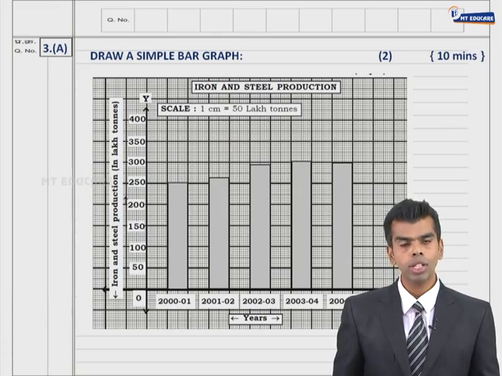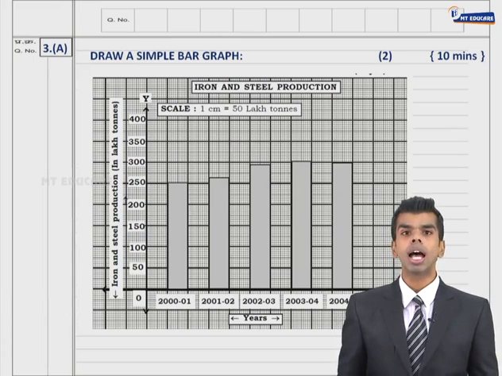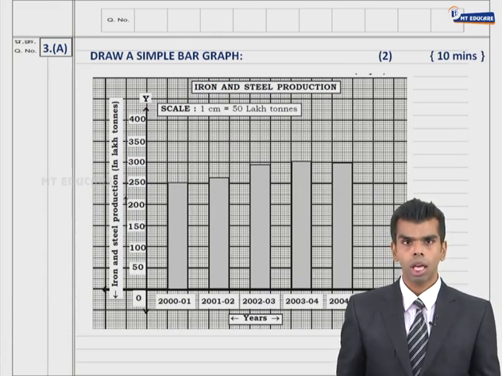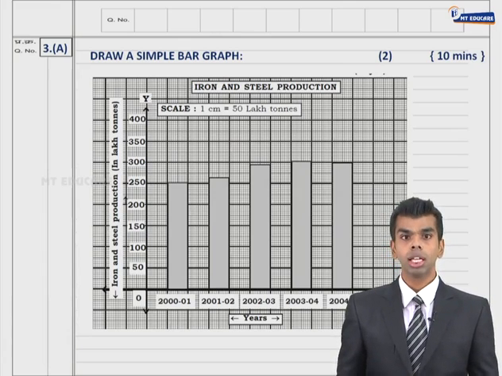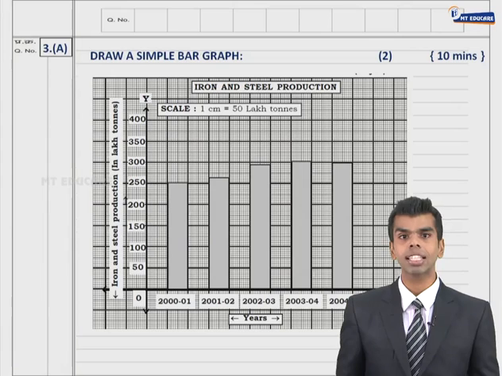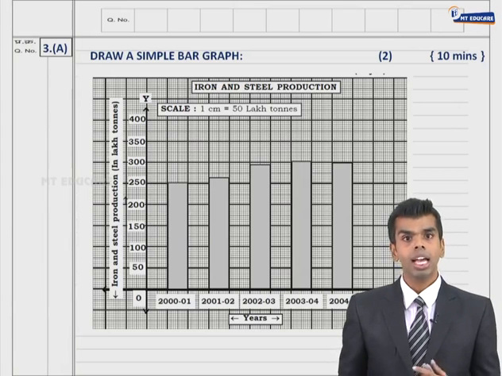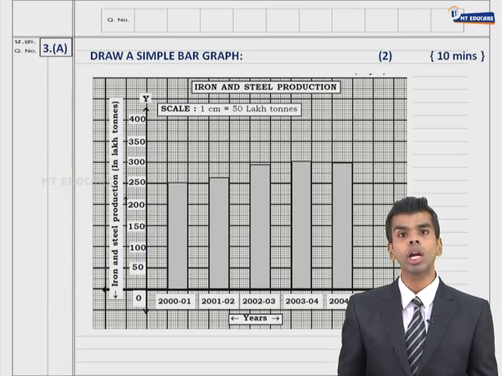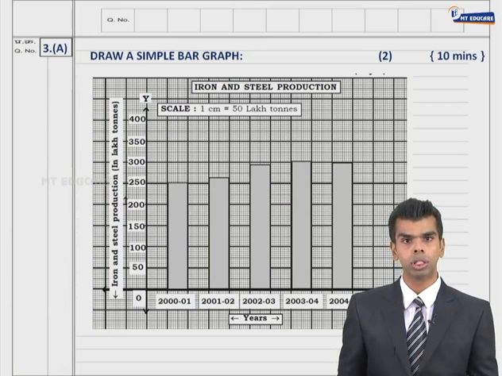The very first graph, as you can see on the screen, is called a simple bar graph. When you attempt any graph question, see to it that you draw the x-axis and the y-axis properly, naming them as x-axis and y-axis. X-axis and y-axis meet at a point called the origin. Mention the point O over there.